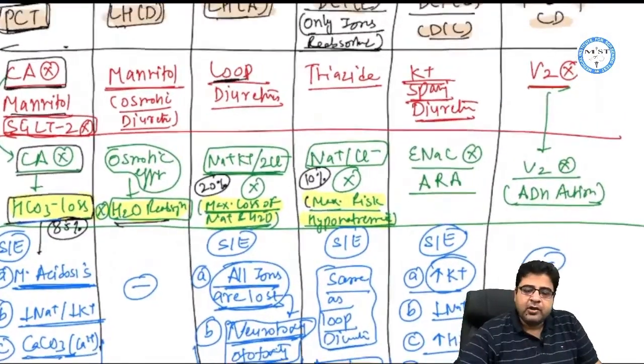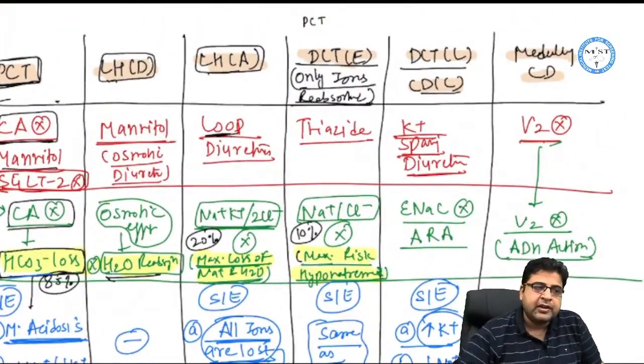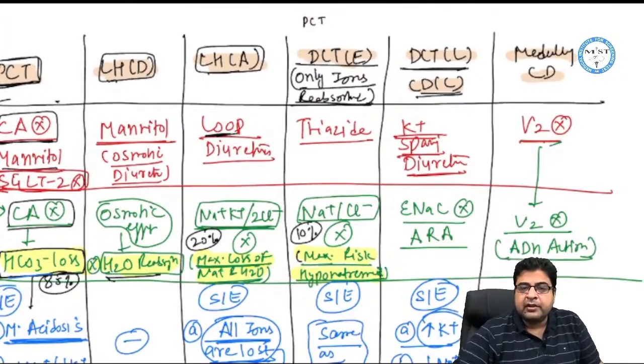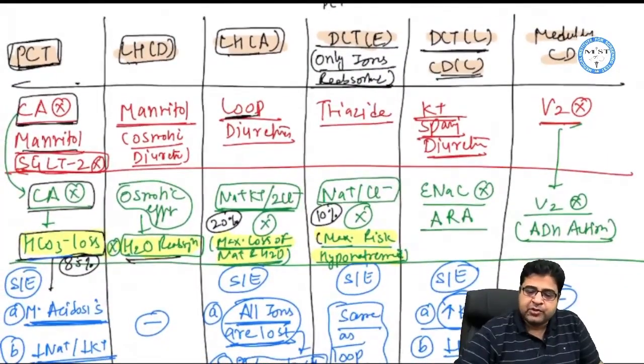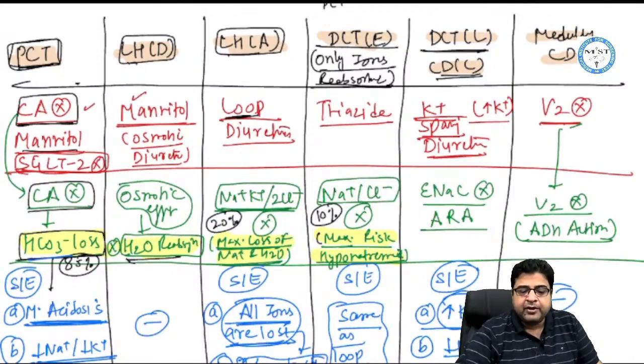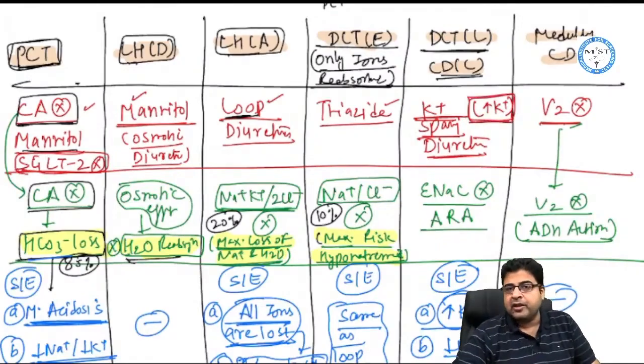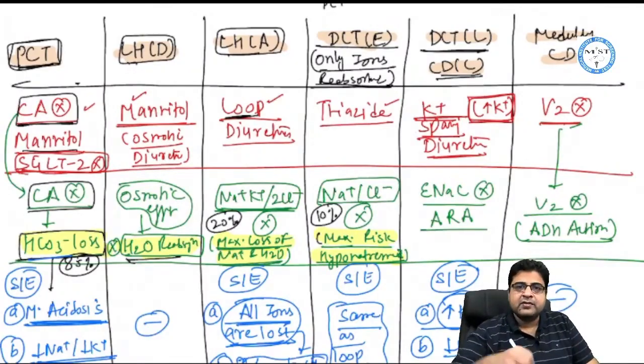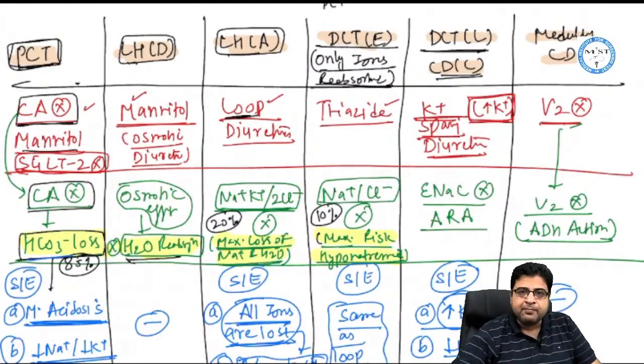Now we have the next location, the late DCT and cortical collecting ducts. The medicines here are known as potassium sparing diuretics. Why do we call them potassium sparing diuretics? Because if we go from left side to right side, carbonic anhydrase inhibitor, mannitol, loop diuretic, thiazide diuretic, all these medicines will cause hypokalemia, but only this group of medicine will retain the potassium in the body. That's why we call them potassium sparing diuretics. All diuretics before this lose potassium and therefore cause hypokalemia. Now this group of medicines will cause hyperkalemia.